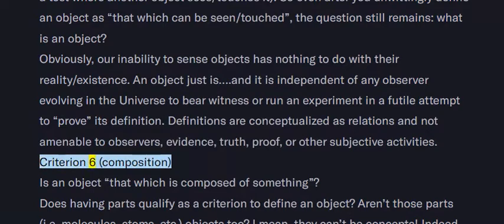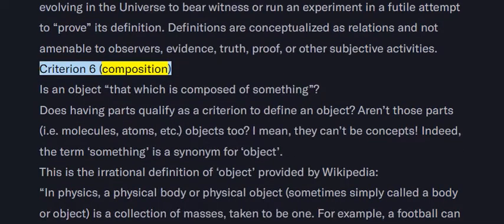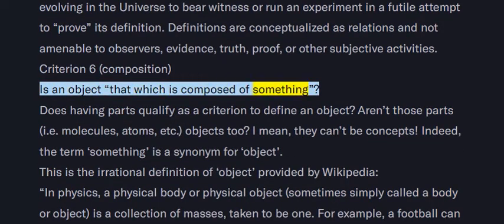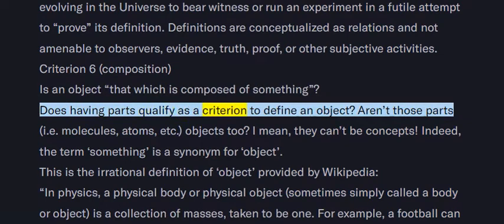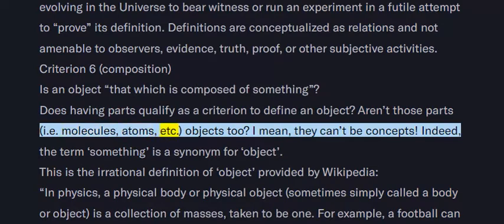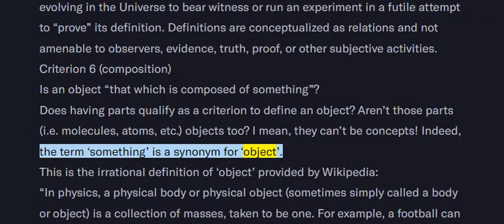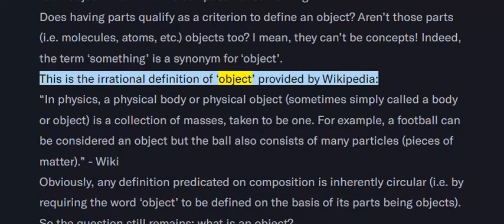Criterion 6, composition. Is an object that which is composed of something? Does having parts qualify as a criterion to define an object? Aren't those parts, i.e. molecules, atoms, etc., objects too? I mean, they can't be concepts. Indeed, the term something is a synonym for object. This is the irrational definition of object provided by Wikipedia.